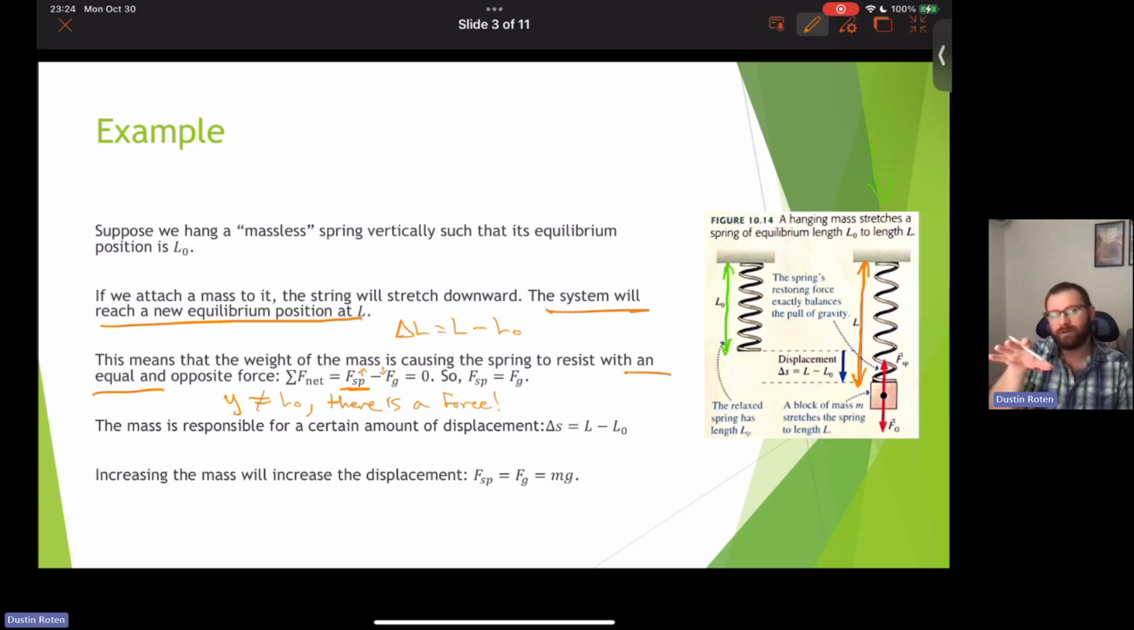So if we look at our Newton's first law equation here, we know that the force of the spring and the force due to gravity on the mass have to be equal and opposite. So here I have them set equal to each other. The mass is responsible for a certain amount of displacement, which we've talked about. So we've got delta S.